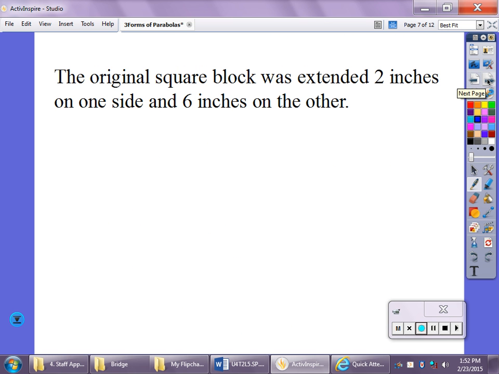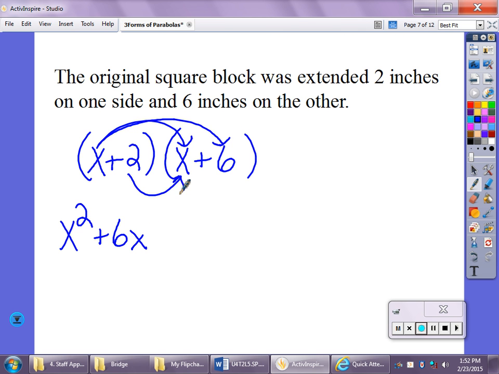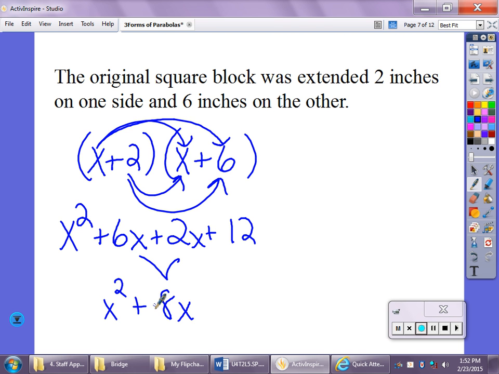All right, next one. The original square was extended by 2 on one side and extended by 6 on the other. X times x, x squared. X times 6 is 6x. 2 times x is 2x. 2 times 6 is 12. Combining like terms, we get x squared plus 8x plus 12. Going a little bit faster here now.